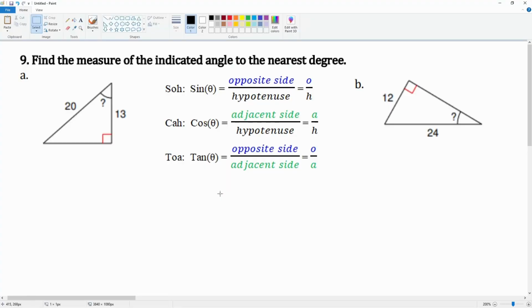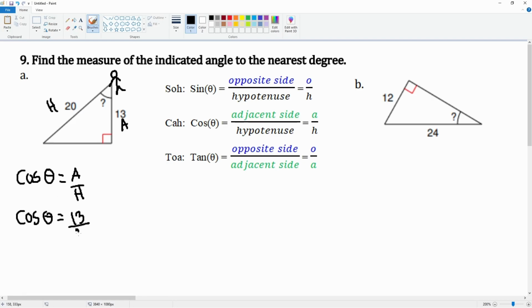So we have number 9 here. We're going to find the measure of the indicated angle to the nearest degree. So let's start by labeling our person here. And we know that 13 is the adjacent, and 20 is the hypotenuse. So adjacent and hypotenuse is cosine. So cosine of our angle, we can use theta here, is equal to adjacent over hypotenuse. So cosine of theta is equal to 13 over 20.